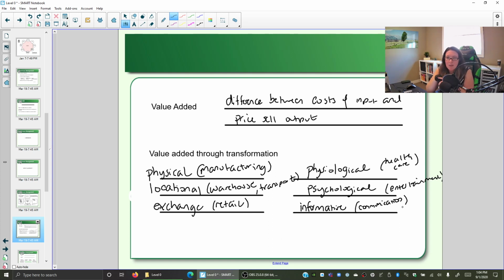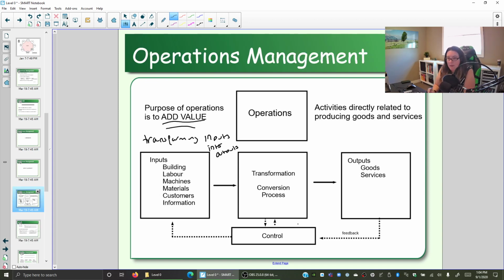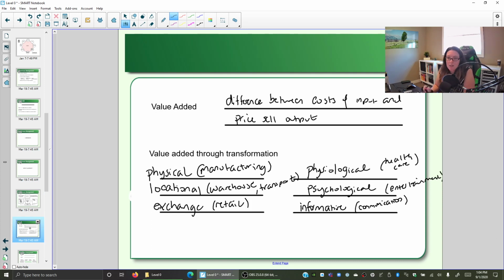So as we look at different businesses, we want to look at what transformation are they providing? How are we getting from inputs to outputs? Why is it that customers are willing to pay for it? So there's got to be a difference between the people, the employees, the materials being used, and what people are willing to pay for it. And so what extra value are you providing?